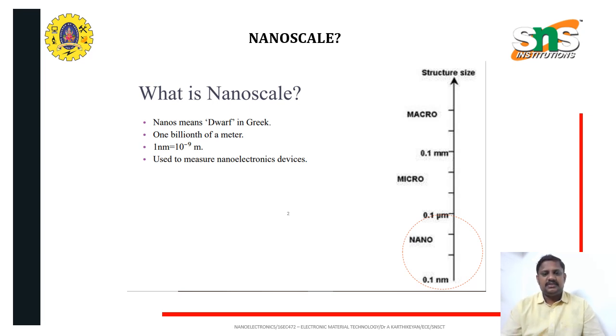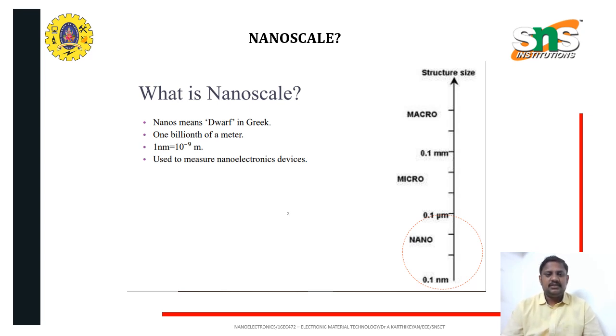So nano means dwarf in the Greek word. It is one billionth of a meter. So 1 nanometer is equal to 10 to the power of minus 9 meter. So think of it, it is very small. It is a very nano level, 10 to the power of minus 9.